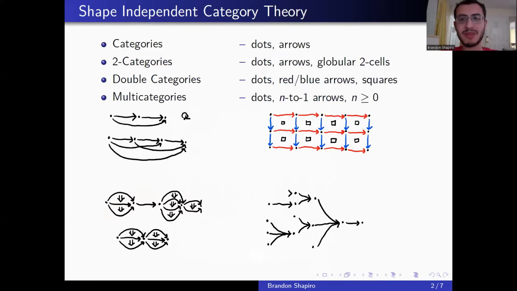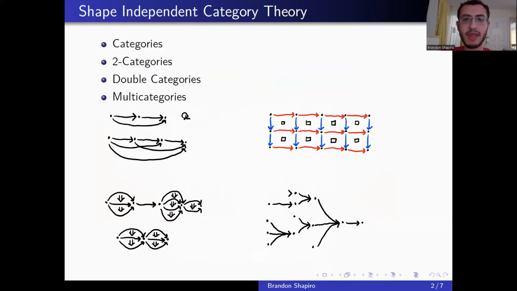The point of shape-independent category theory is that in all of these different structures, we have various similar constructions inspired by ordinary category theory. And it would be nice to be able to unify those constructions into a single general principle, which would then let us apply them to new types of category structures as they arise in practice. An example where this has already been done is the nerve.